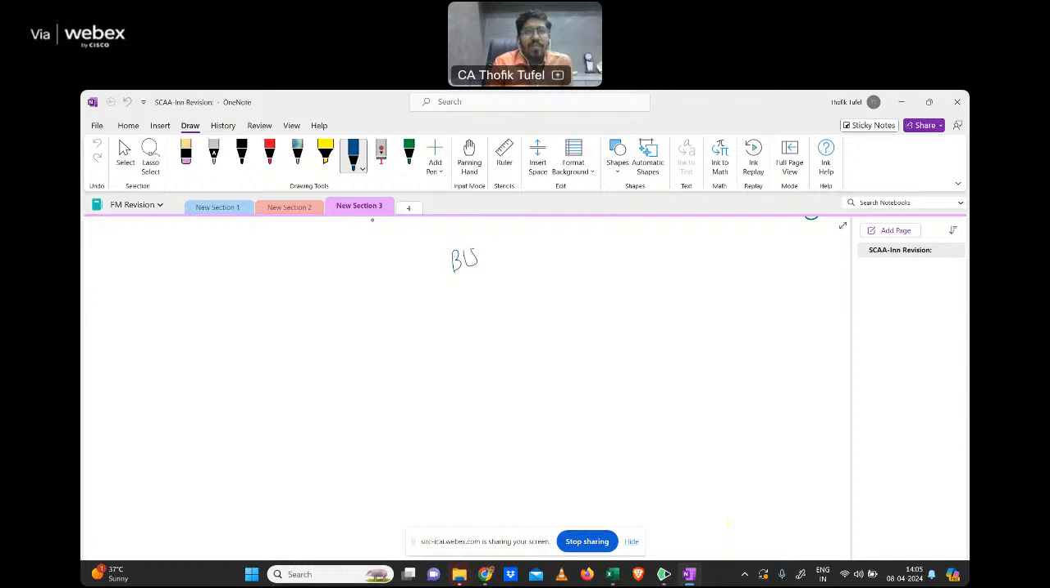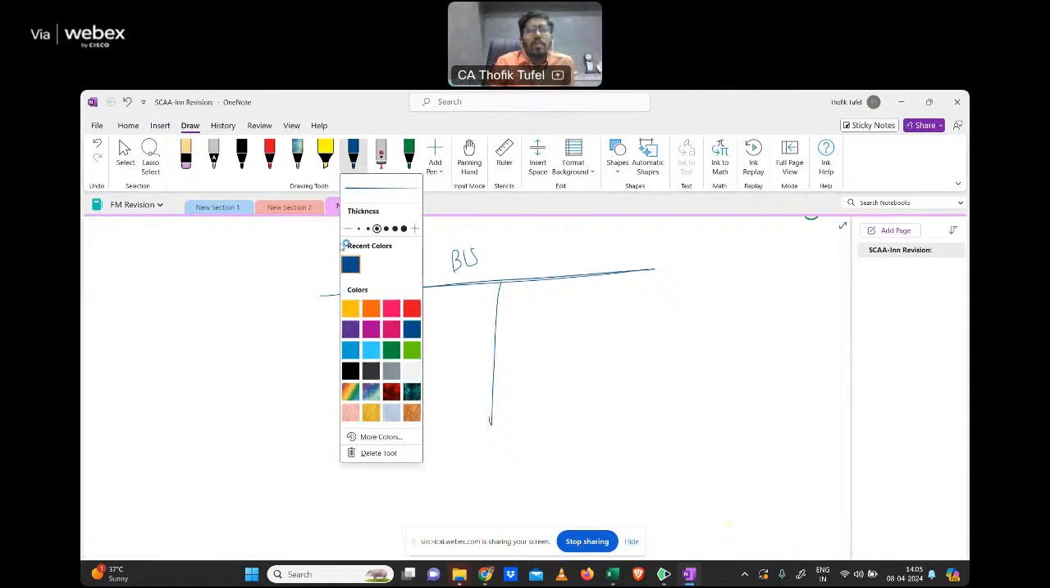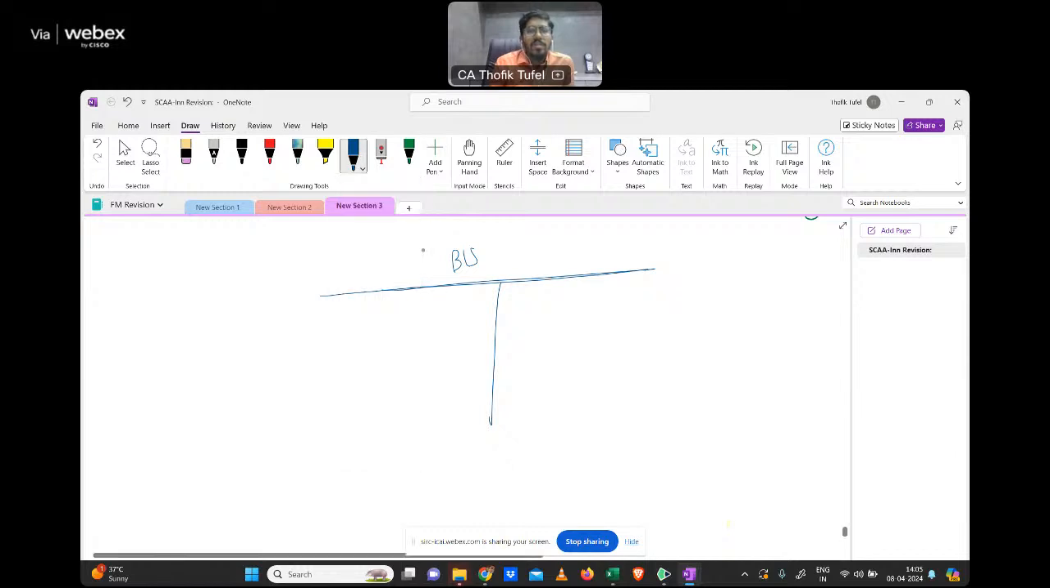Now, if this is my balance sheet, this is the liability side and this is the asset side. The liability side is known as sources of funds. So I can source my funds from different sources: equity share capital, retained earnings, preference share capital, debentures, or loan. Now I'm sourcing 100 crore rupees.